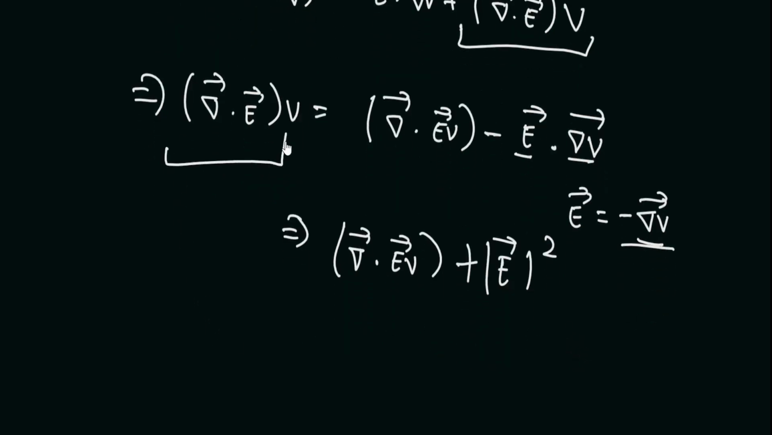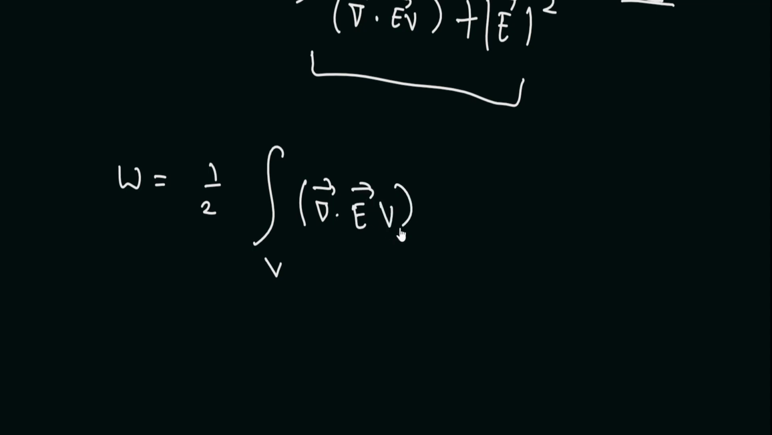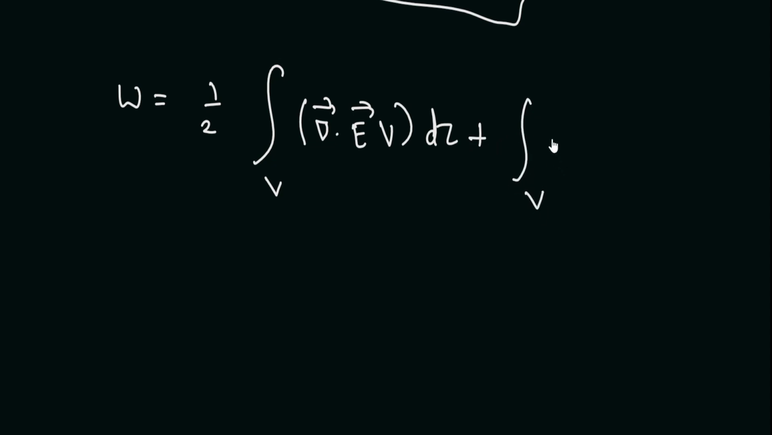So instead of this term, we can write this inside our integral. So the work done becomes half the integral of, again it will still be a volume integral, divergence of electric field times V dτ, plus again the volume integral of E squared. I am not putting the vector symbol since now it is the magnitude of the electric field, dτ.